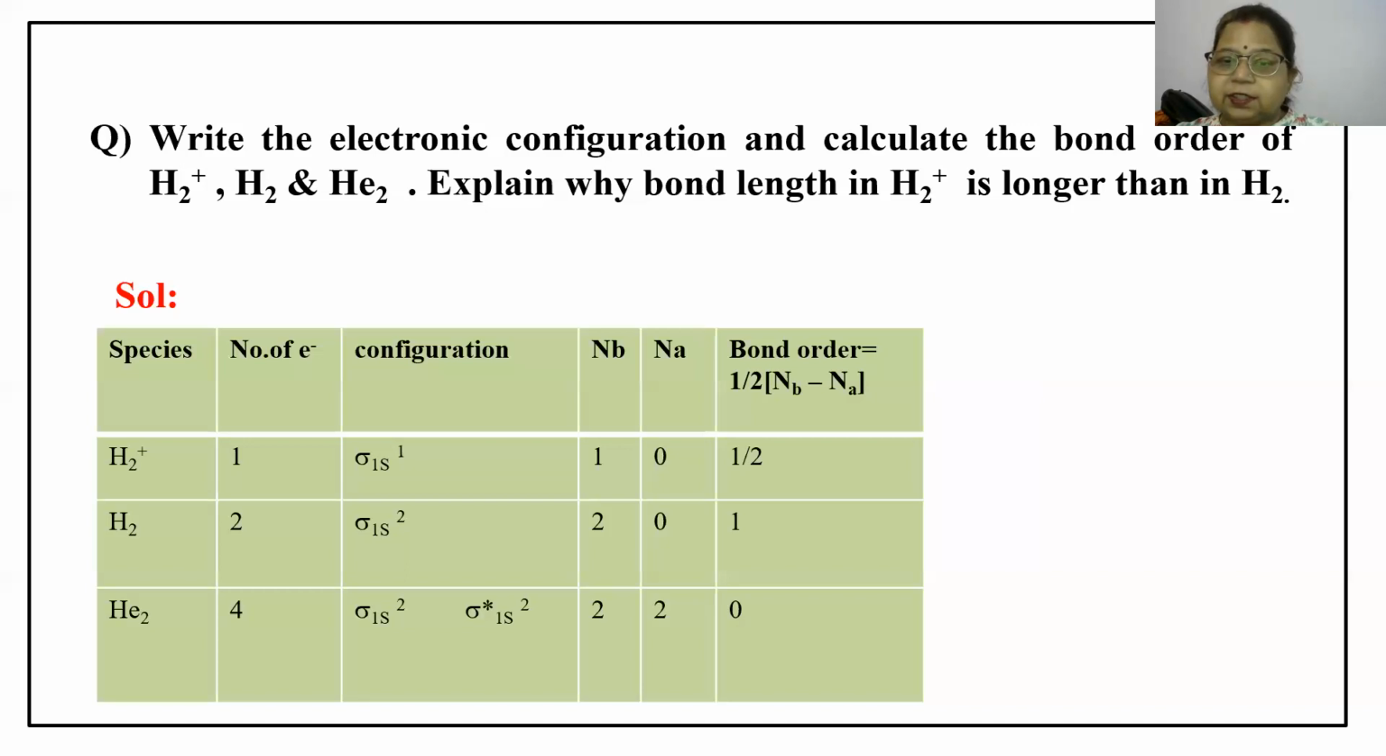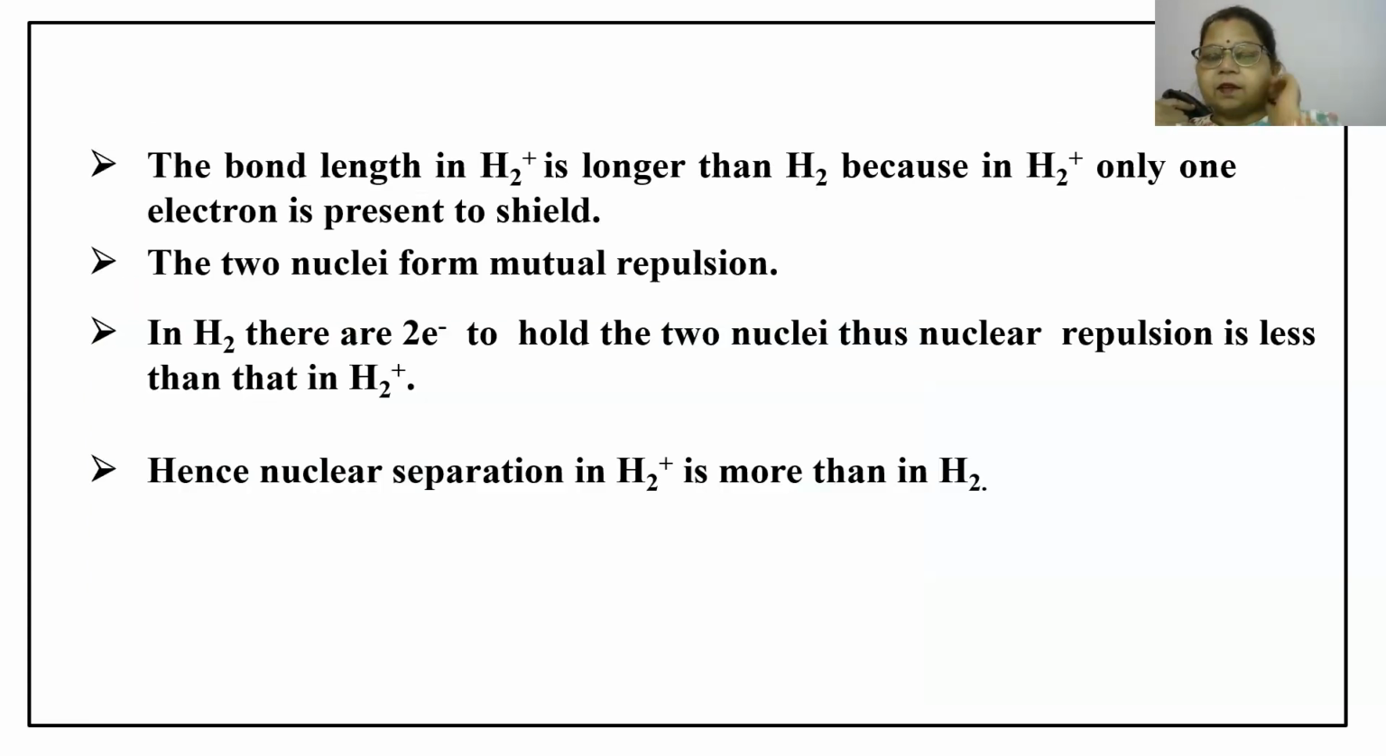The question is saying to explain why the bond length of H2 plus is longer than H2, right? It should have been the same case or the opposite case, Ritika? No, same case. Bond length and bond order are inversely related, right? So between 1 and 0.5, 0.5 should be shorter, right? But there is a reason for it.